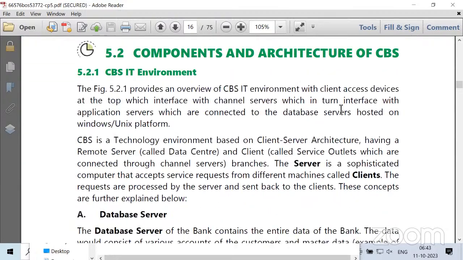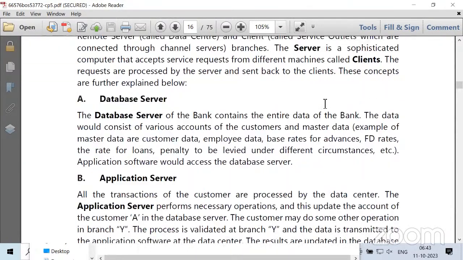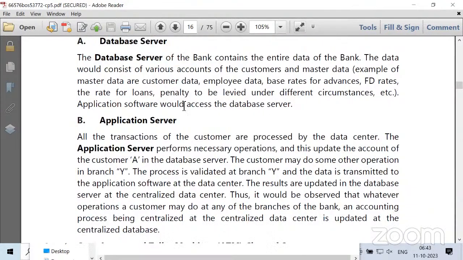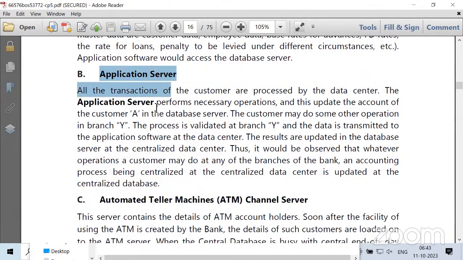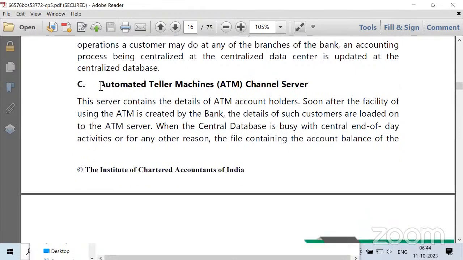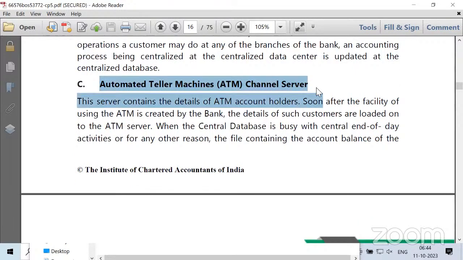We'll see those channels. So what is a server, what is a client, we have already seen. Now, a database server is nothing but where the database is kept. An application server is where the applications are loaded. Then the automated teller machine channel. What is the ATM server? We are getting connected to the ATM server.